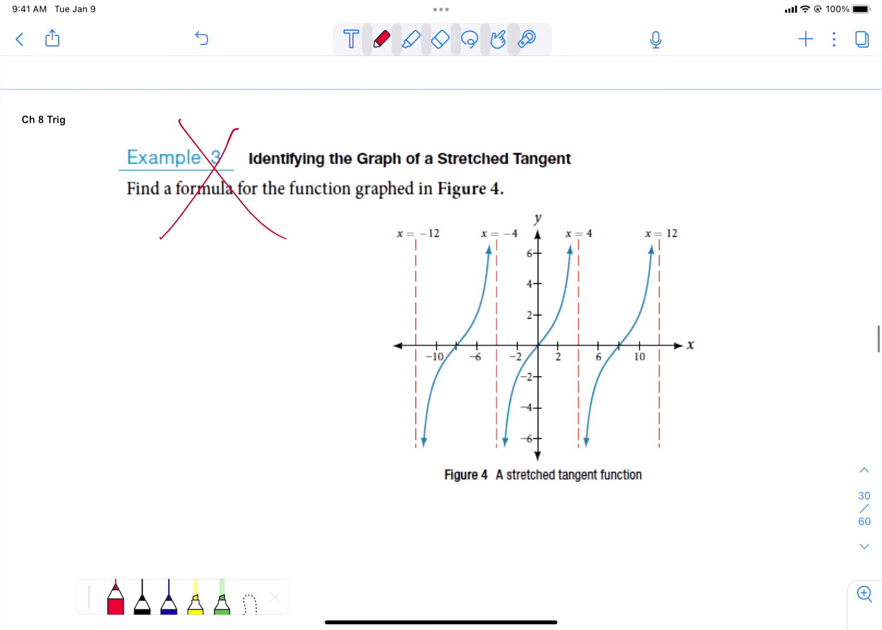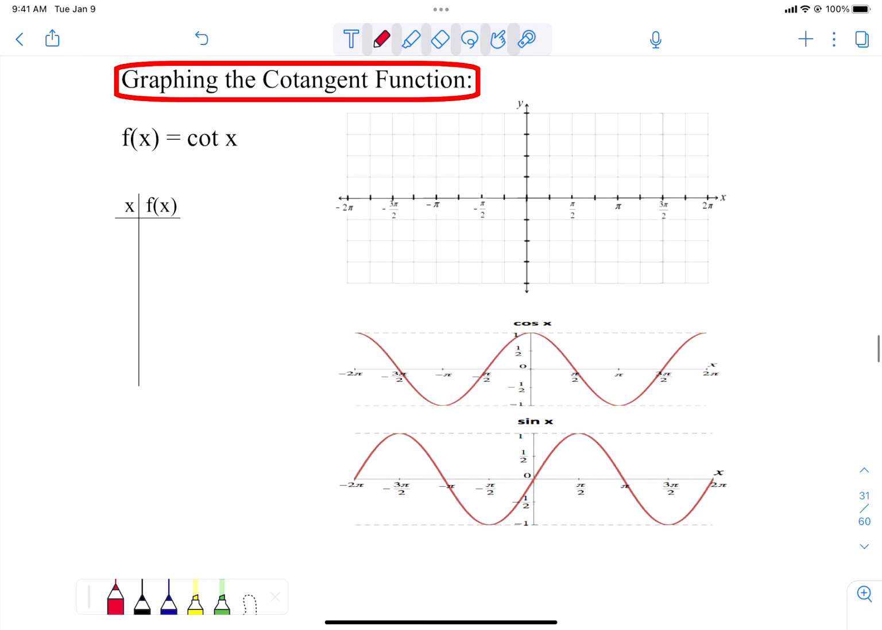And then let's talk now about how the cotangent looks. Now, the tangent and cotangent were named tangent, cotangent, because they are very similar functions as far as their graph goes. Sine and cosine look alike. Tangent and cotangent look alike. Secant and cosecant are going to look alike. So they were named actually based upon their graphs more than anything else.